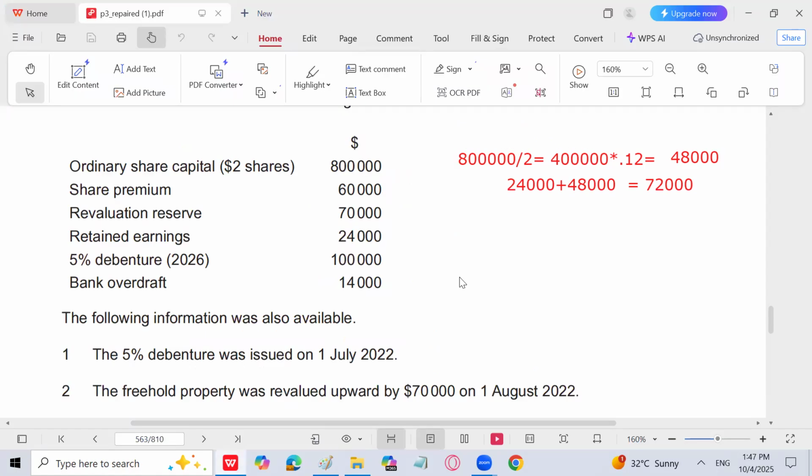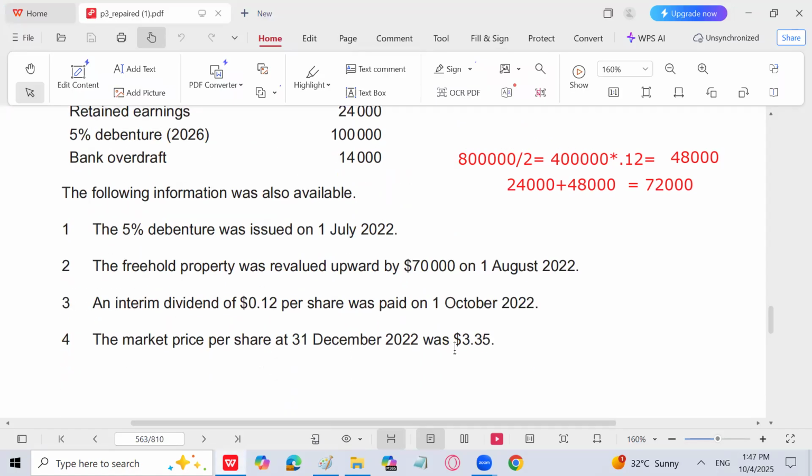Sir, how are you saying that the market price per share is 3.35? Here it is written 3.35 divided by 0.18. So the answer is 18.61 times. So that is quite good.